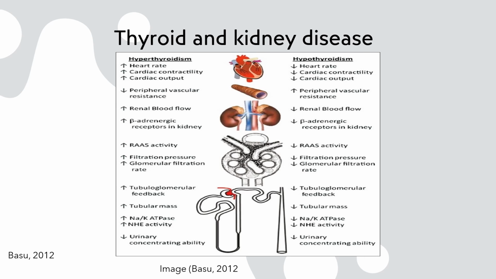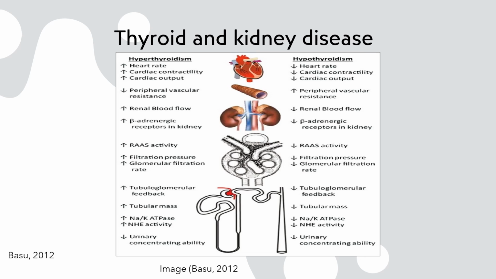In the vessels, hyperthyroidism will lower peripheral vascular resistance. In hypothyroidism, it increases peripheral vascular resistance. In the renal system, the urinary system, in the kidneys, it raises renal blood flow. Hyperthyroidism does. Hypo reduces it. Hyperthyroidism will raise beta adrenergic receptors in the kidney. Hypothyroidism will reduce beta adrenergic receptors in the kidney.